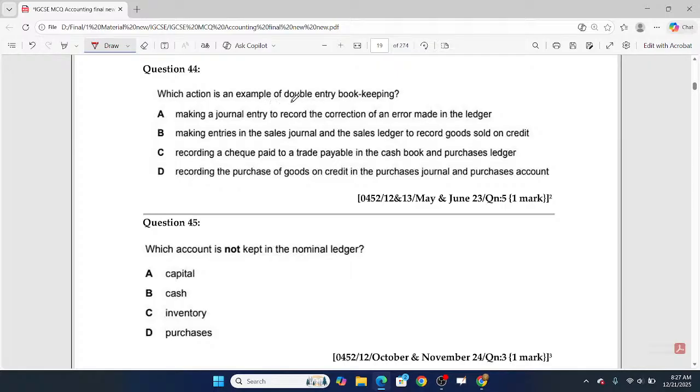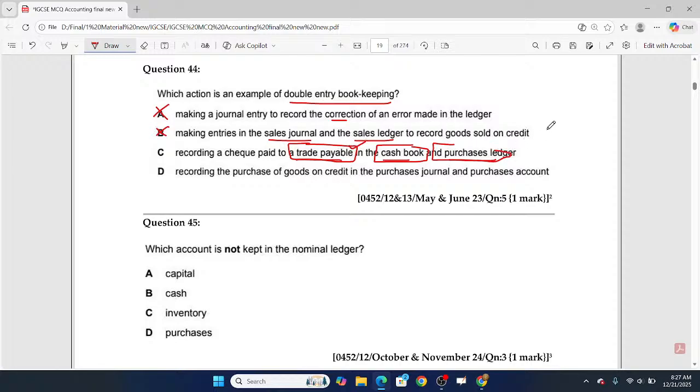Which action is an example of double entry bookkeeping? Double entry means every transaction will have an equivalent debit and credit. Making a journal entry to record correction of an error made in the ledger? No, it's not correction; every debit will have an equivalent credit. Making entries in the sales journal and sales ledger to record goods sold on credit? No, that is also not correct. Recording a check paid to trade payables in the cash book and purchases ledger. Yes, of course, the check payment to the trade payables.